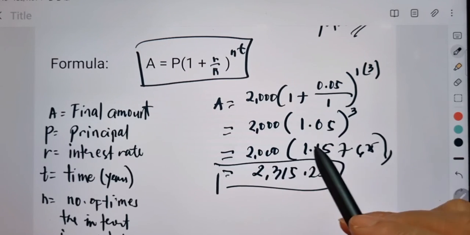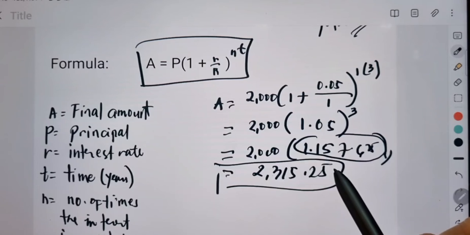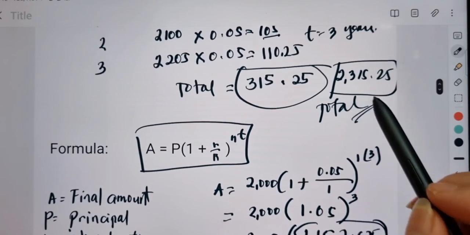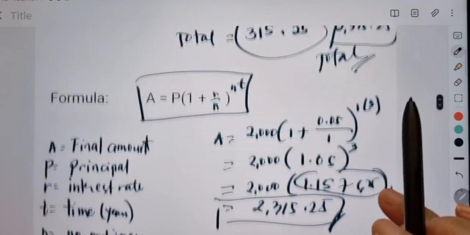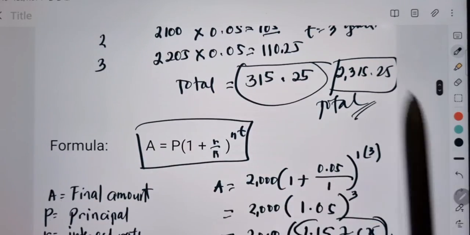Huwag mo muna i-round off dito. Kasi minsan, magva-vary yung amount pag sakaling i-round off mo na dito pa lang sa tenths or hundredths, something like that. At sayang din yun kasi pag malaking pera yan, malaki ang mawawala sa iyo. So dapat sa end ka na magra-round off. Okay, so that's the amount which is equivalent to this, 2,315 sa first computation natin. So ganun, pag sakaling nakalimutan niyo yung formula, pwede mong gawin yan.